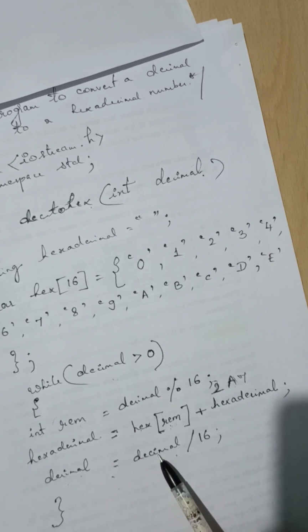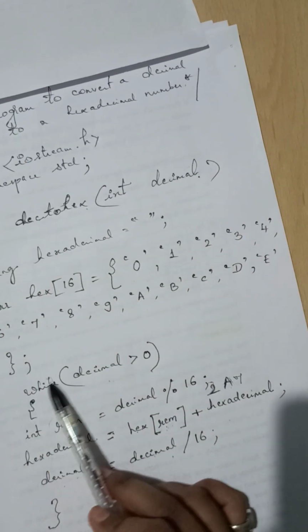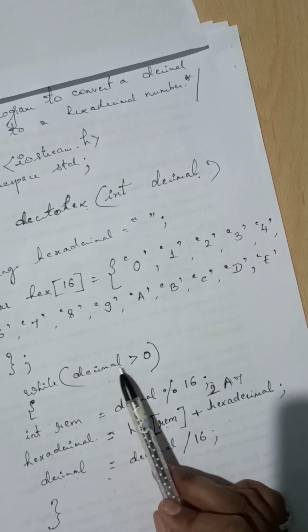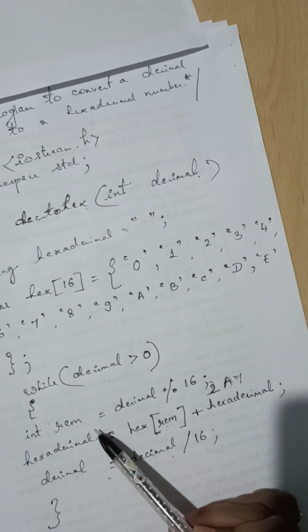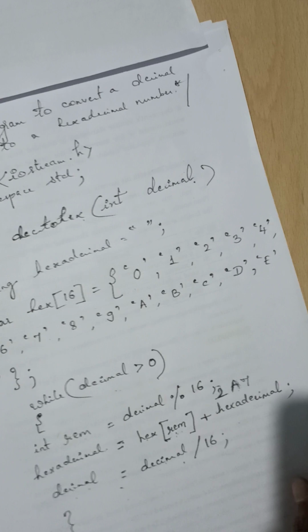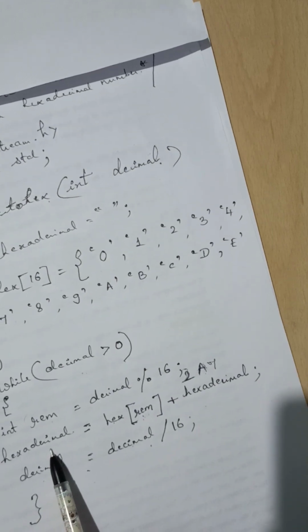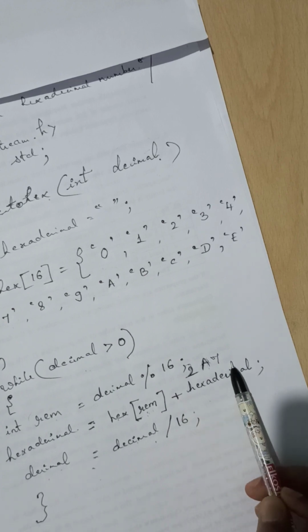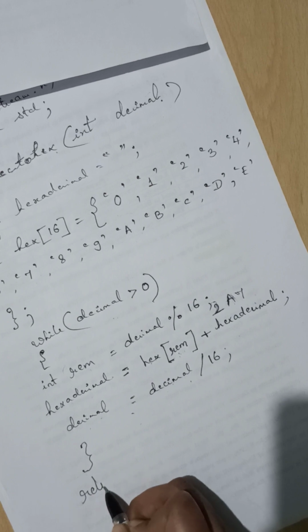So next, what was the quotient we got? When we divide 2 by 16, the quotient was 0. So now check this condition: 0, is it greater than 0? The condition fails. So the loop stops. How many iterations took place? 3 iterations took place. So what was the final hexadecimal result? It is 2A7. So now this result we have to return.